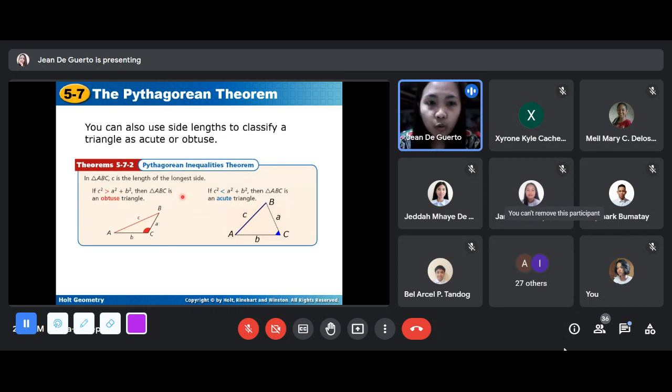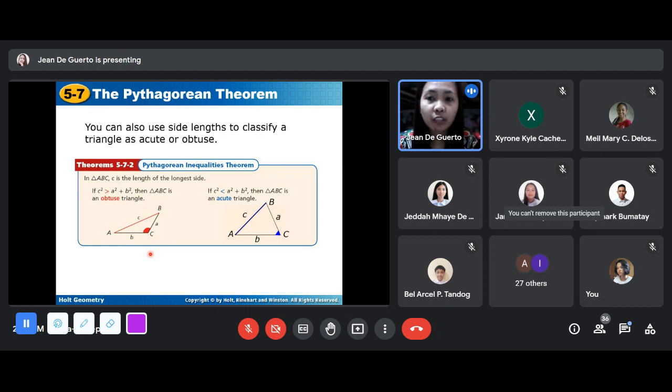Ayan. So, you can also use side lengths to classify a triangle as acute or obtuse. So, if c square is equal to a square plus b square, then the triangle is an obtuse triangle. Okay? So, in this case, ito yon. Ayan, may figure tayo. So, if c square is greater than a square plus b square, then triangle ABC is an obtuse triangle. Bakit? Kasi mag-i-increase din yung angle C.